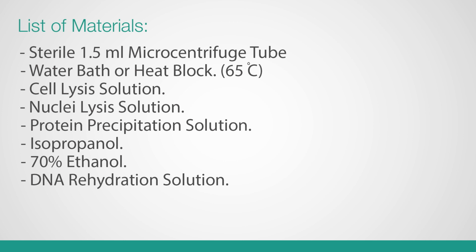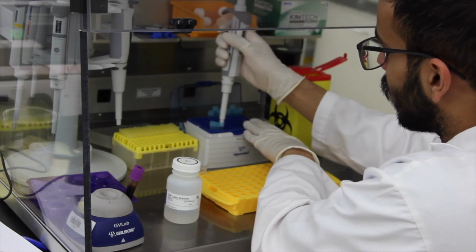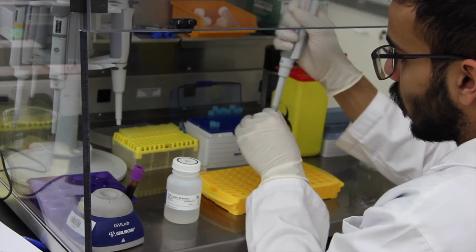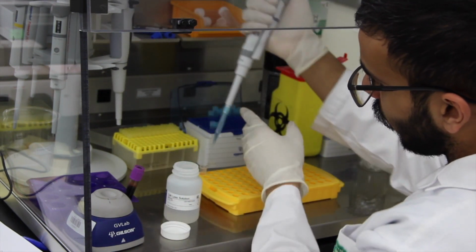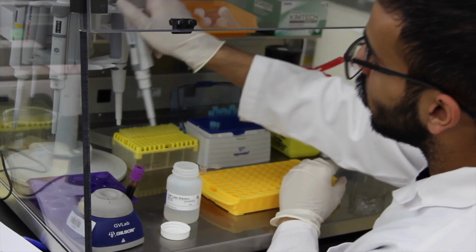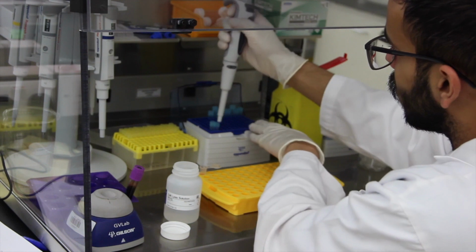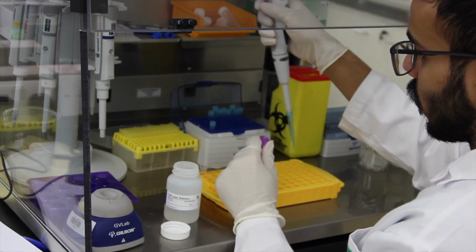This is the list of materials you need. Add 900 microliter of your cell lysis solution. Then add 300 microliter of the blood to the same tube.